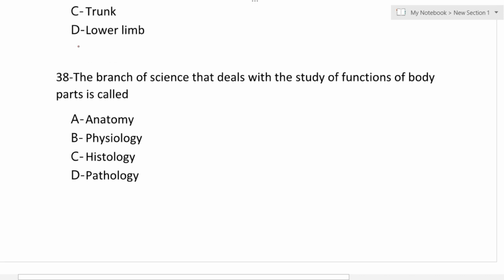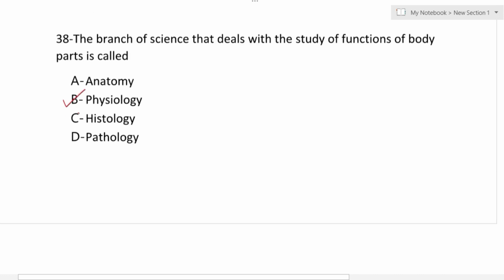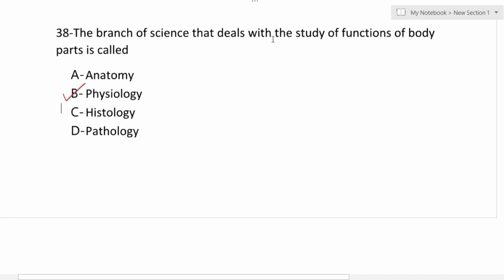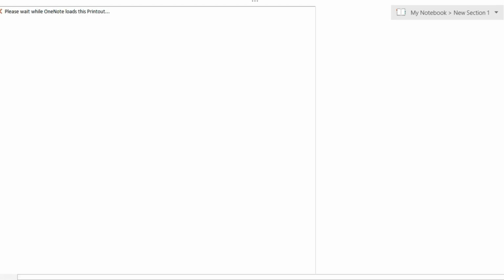Question number 38. The branch of science which deals with the study of functions of body parts is called. Option A, anatomy. Option B, physiology. Option C, histology. Option D, pathology. You can select your answer. The correct answer is option B, that is physiology. It is talking about the study of functions of body parts.